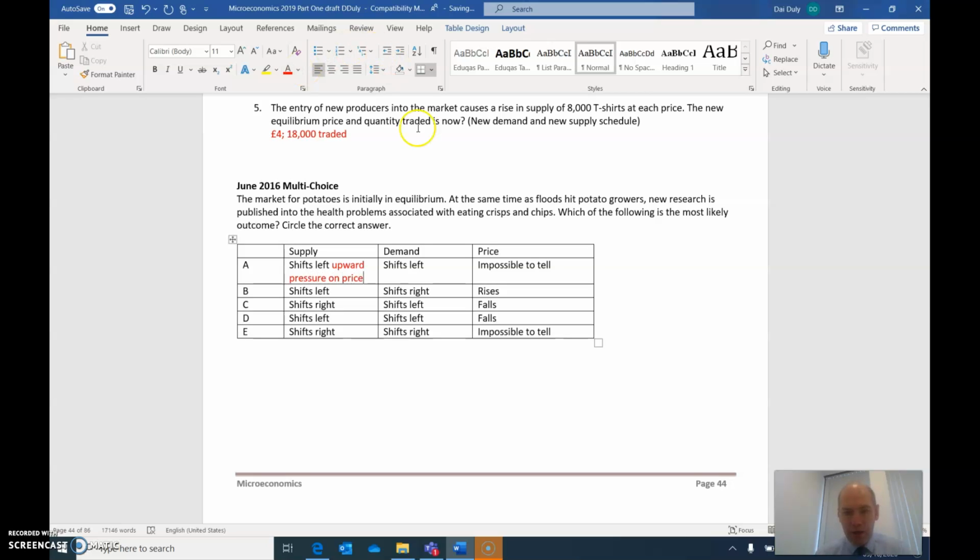Now, let's go back to the question. The market for potatoes was in equilibrium. Floods hit potato growers, so that's what led to the leftward shift in the supply curve. Also, new research has been published into the health problems associated with eating crisps and chips. We should know that anyway, really, shouldn't we? That is going to cause the demand curve to shift to the left. Now, when demand shifts to the left, there will be downward pressure on price.